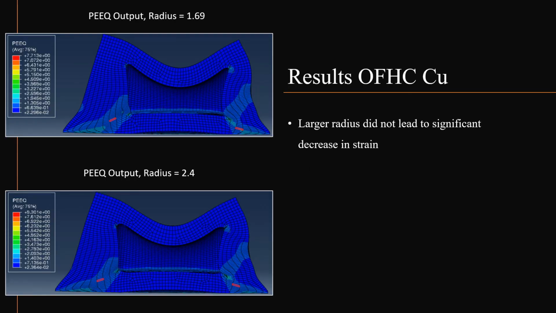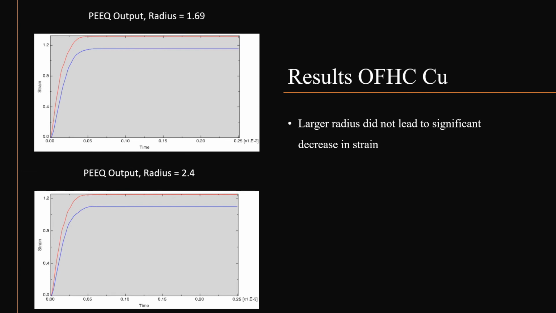Here, you can see the deformation and color map for both radius sizes using OFHC copper. The red highlighted elements are those selected to plot the strain in the shear band region. In these plots, the red line represents the element on the right, and the blue line represents the element on the left. While there are small differences between the graphs of the 1.69 radius and the 2.4 radius, there was not a significant change in the maximum strain level reached. There was also not a significant difference between these two graphs and a strain plot of the model with no radius.